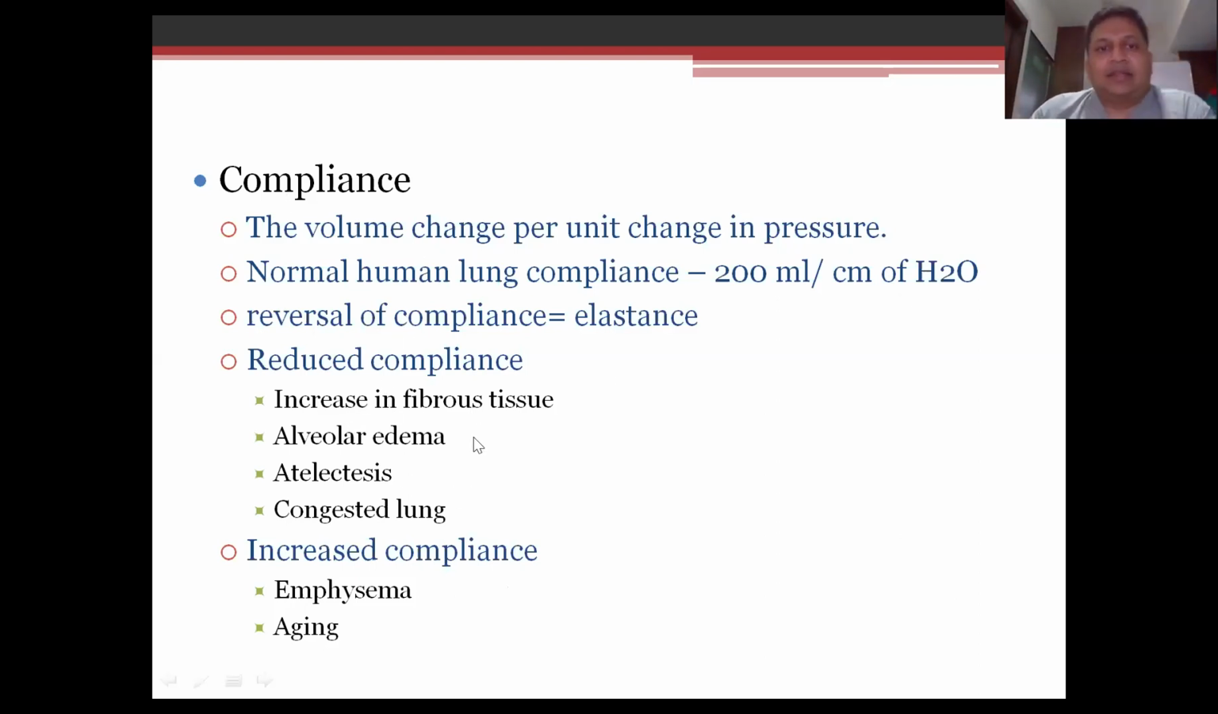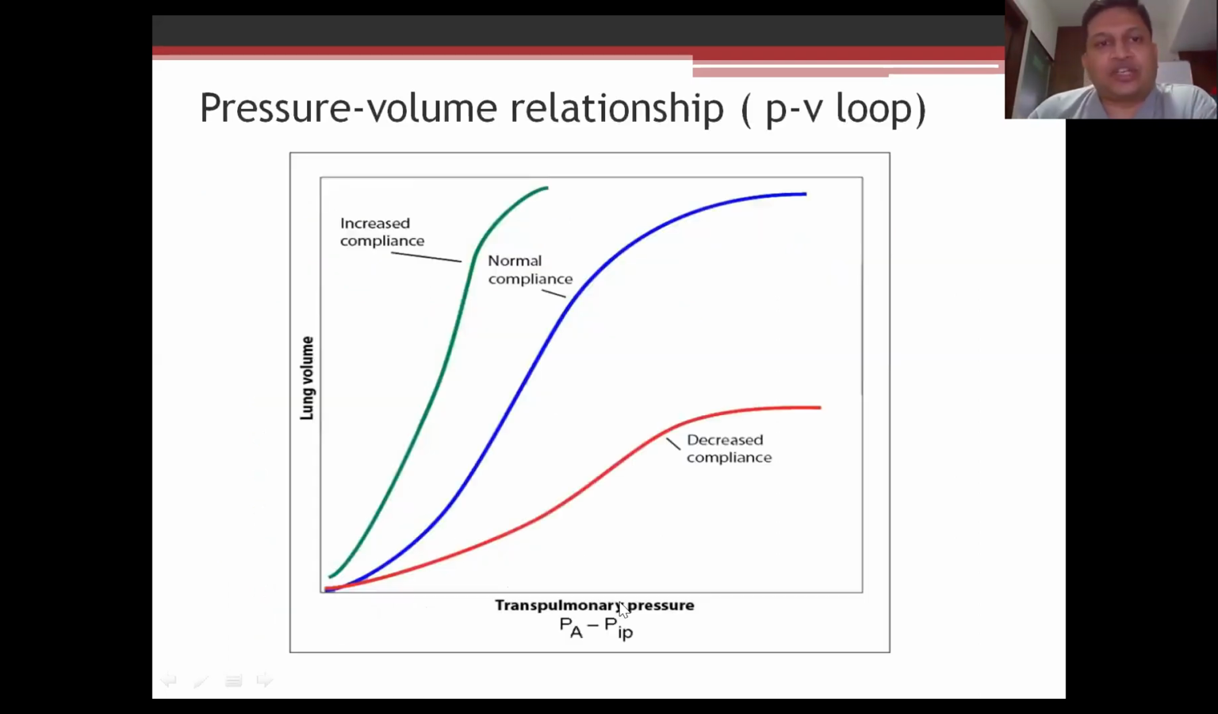Compliance is reduced in diseases in which fibrous tissue increases, alveolar edema happens, or atelectasis happens, like in pneumonia, ARDS, or a congested lung in cardiac conditions. All these conditions cause reduced compliance. There can also be increased compliance. Emphysema and increased age will cause an increase in compliance, so the lung can inflate very fast with very low pressure.